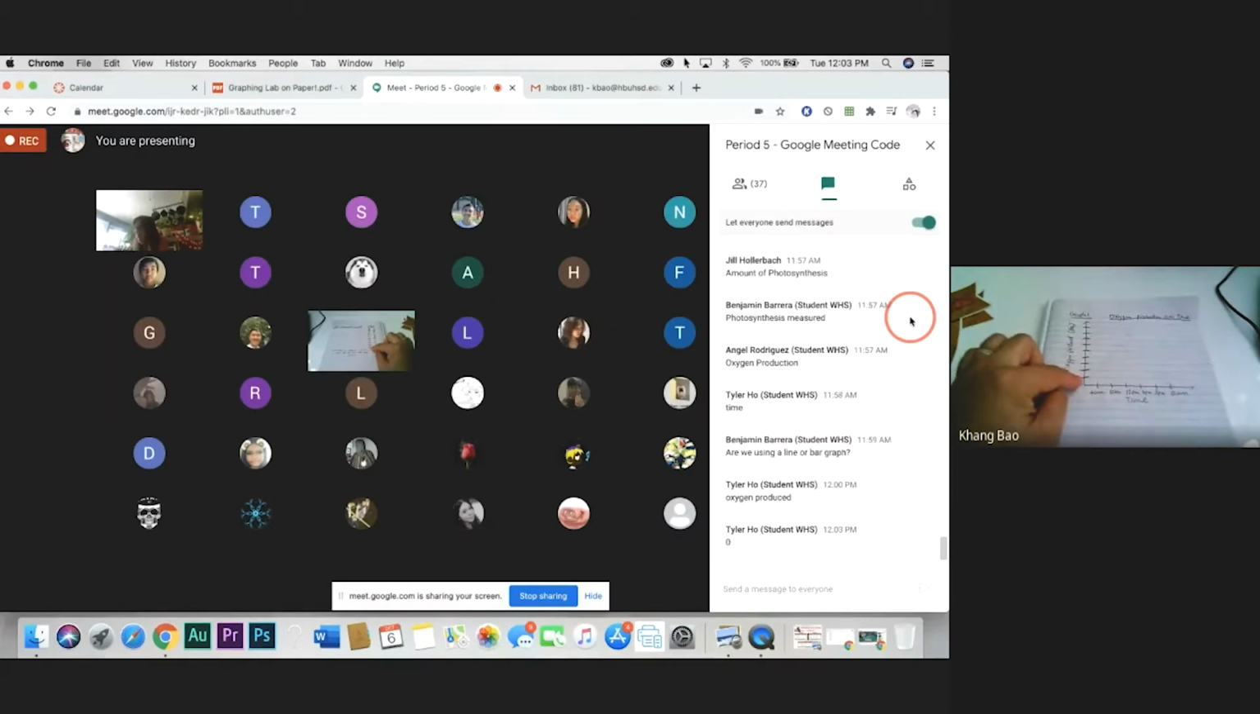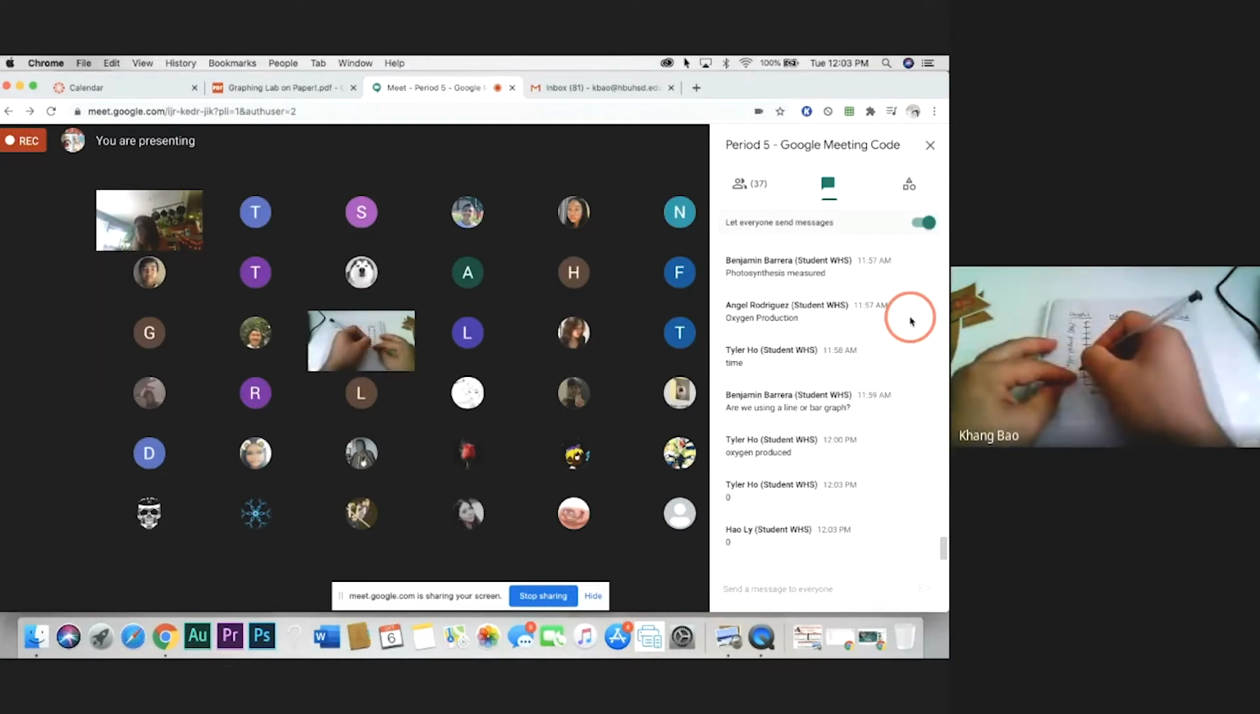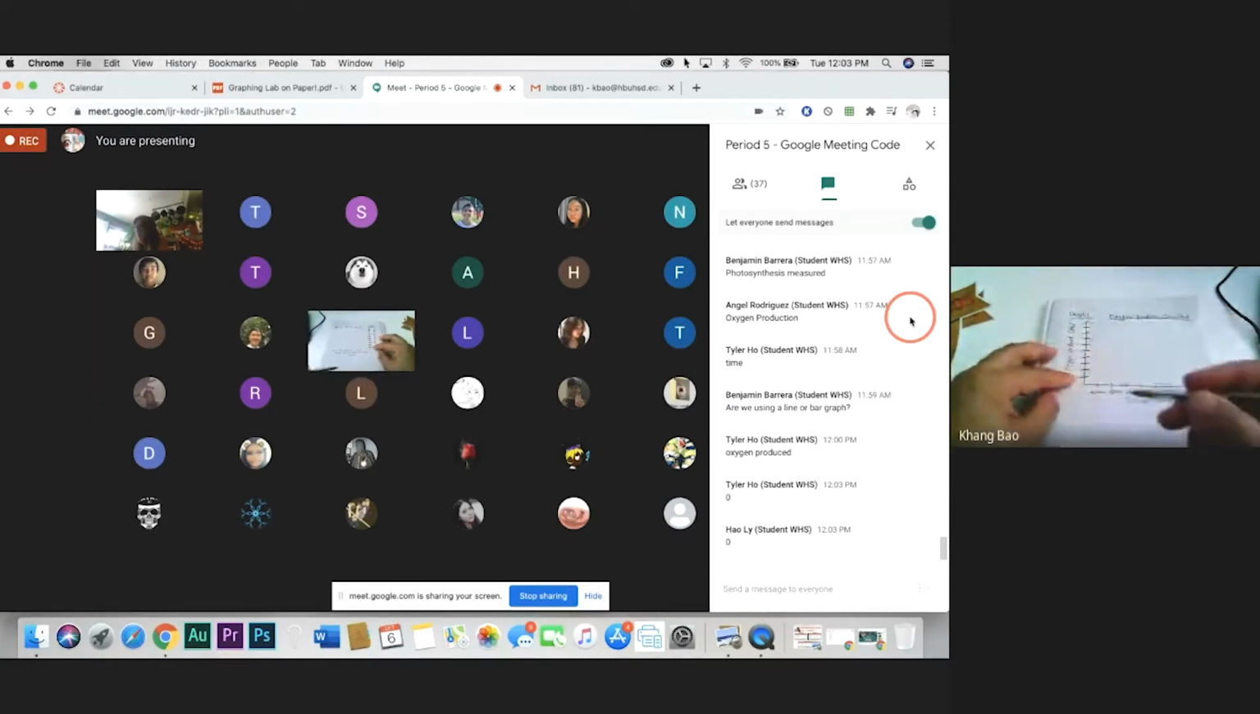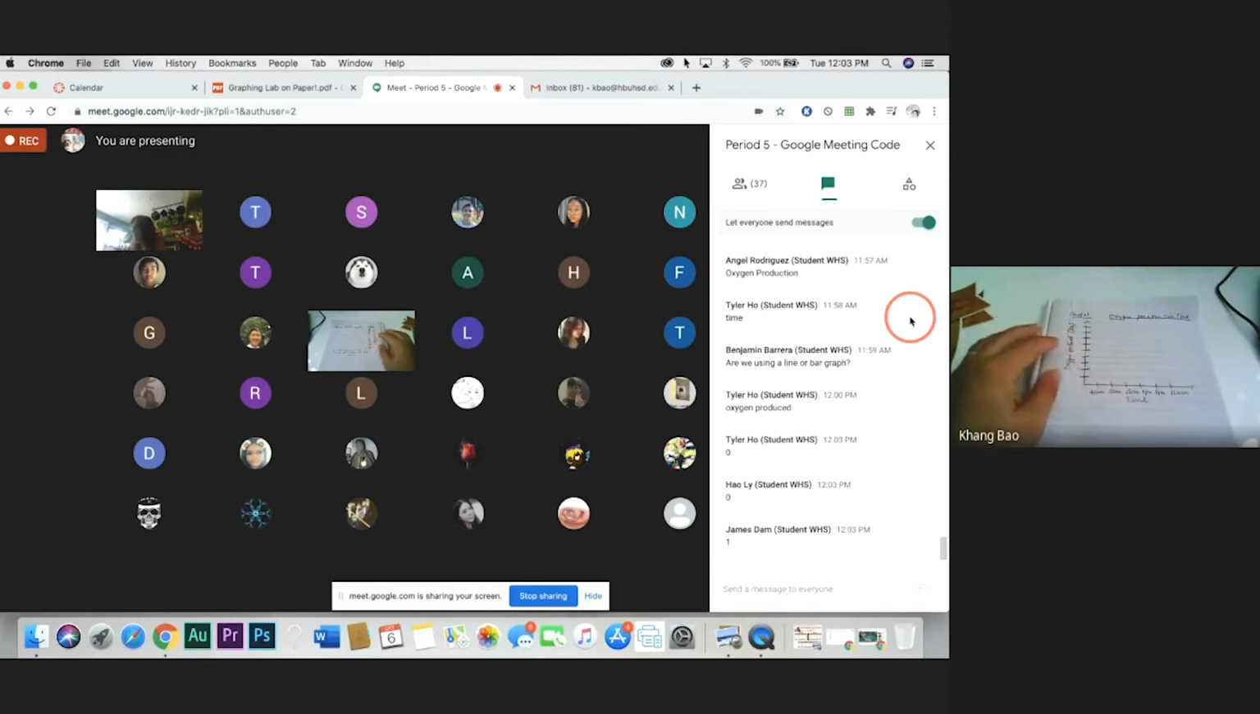Do I start with 5? Do I start with 0? I'm talking about the scale here. What do I put here? Every space, every increment. What would be the increment, the space, or the scale? James, you say 1? Okay.